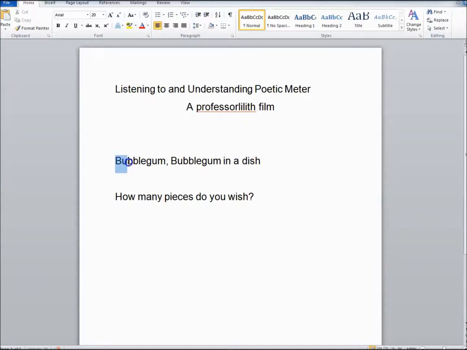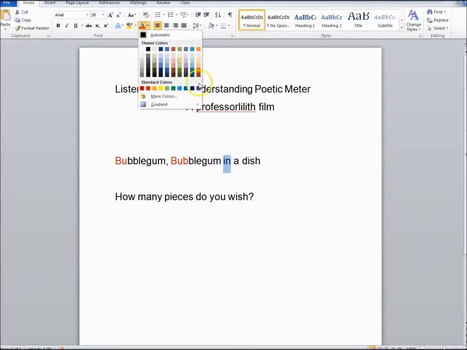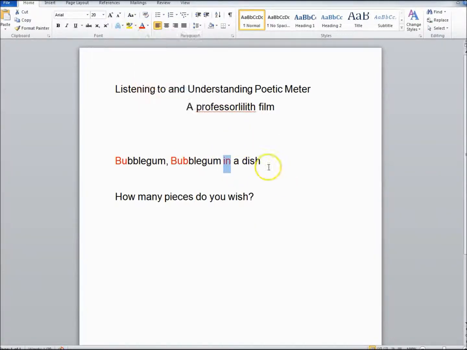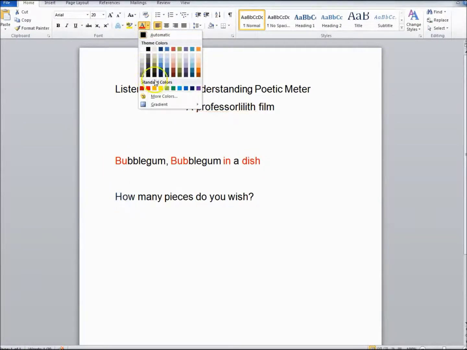So, for instance, bubblegum, bubblegum in a dish. How many pieces do you wish? And then, of course, whoever is there when you say wish will give a number, and then you'll count them out, and whoever is at the end of that list is unfortunately it, or is eliminated from the group of people being selected for it.